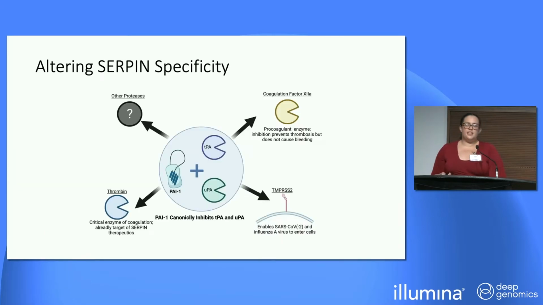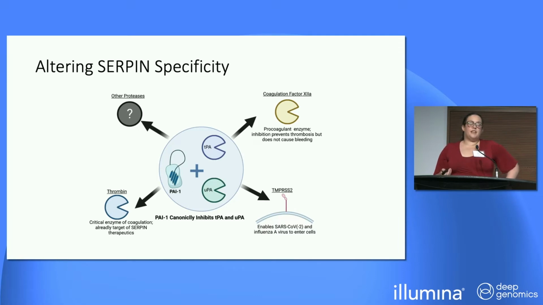And so we want to ask the question, can we alter the specificity of PAI-1 for other serine proteases that aren't involved in this process? So in addition to uPA, can we inhibit other members of the coagulation or fibrinolytic pathways? So we looked at thrombin and coagulation factor 12A, as well as another protease of interest, TMPRSS2.